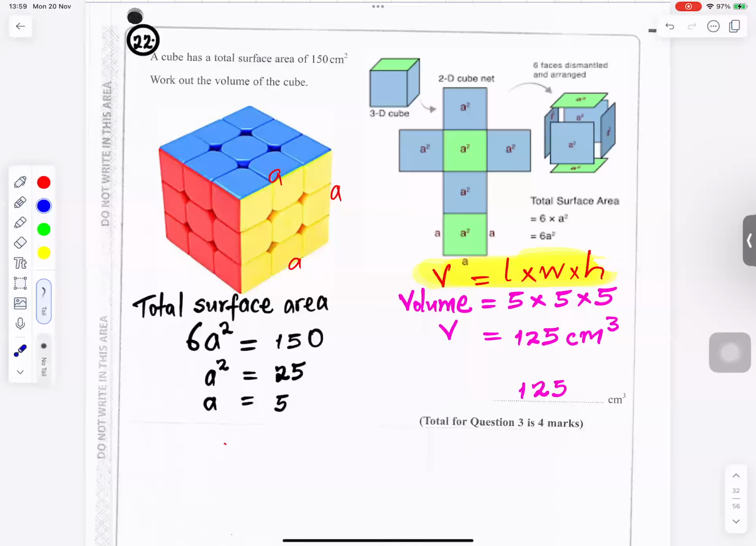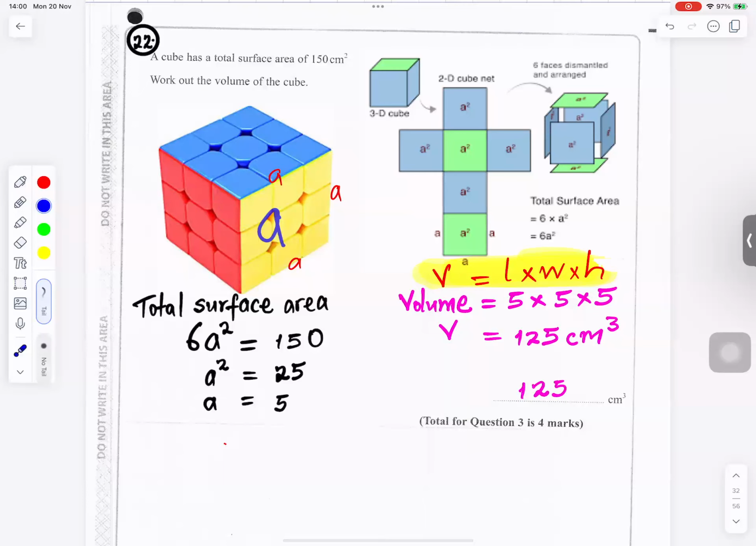Question 22. A cube has a total surface area of 150. Work out the volume. Surface area is those faces. You see, you've got the blue face, the red, the yellow. So we can see 3 of them, blue, red, and yellow. And behind them, there are the other faces. So altogether, there are 6 of them. So the total number of faces is 6.